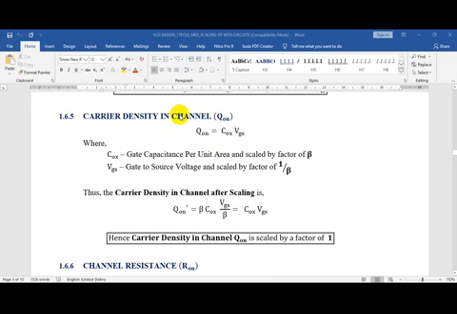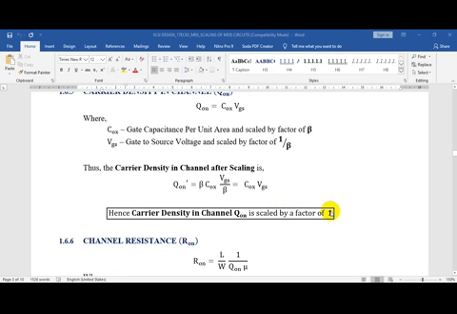Then we have channel density, carrier density in the channel, which is given by Cox into the gate voltage. Cox we have already derived, it is scaled by a factor of beta. As we have seen, the supply voltages, the voltages are scaled by a factor of beta. So Cox is replaced by beta into Cox, whereas the voltage is scaled by a factor of beta. So beta gets cancelled, and what you get is again Cox into VGS. Hence the scaling factor is equal to 1.